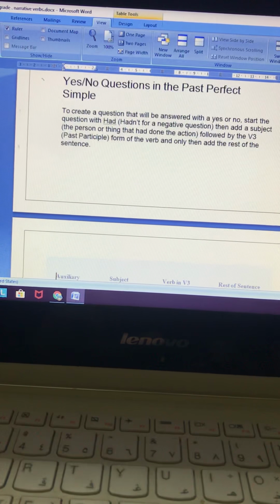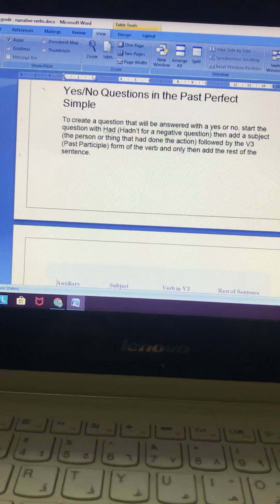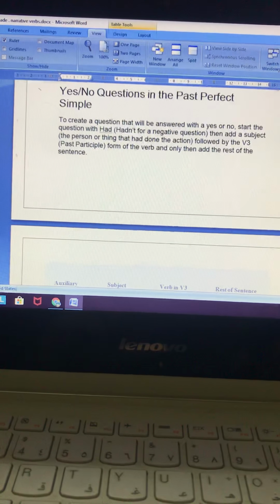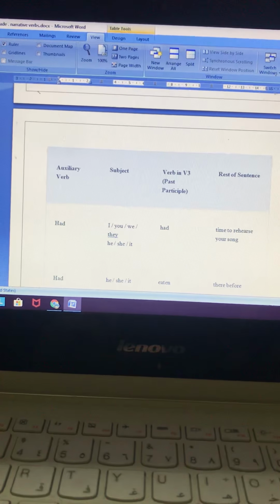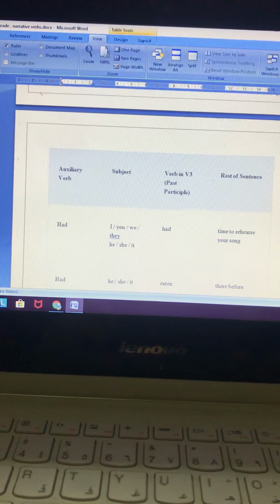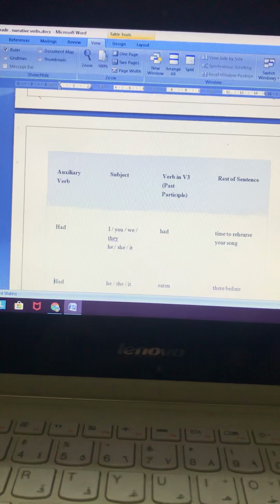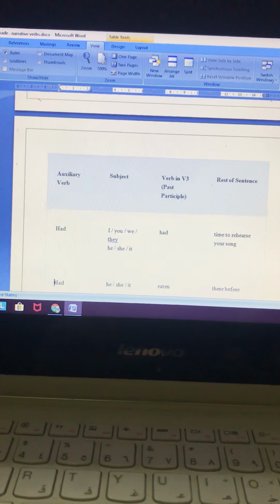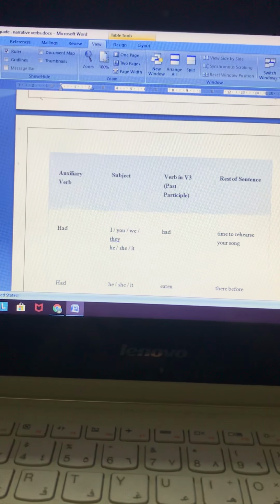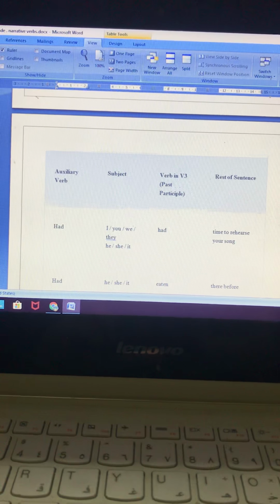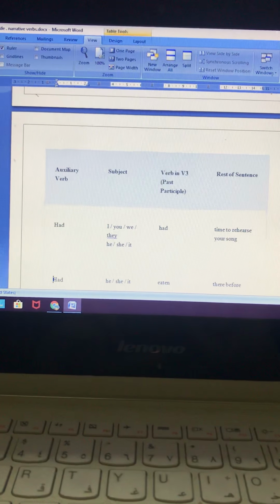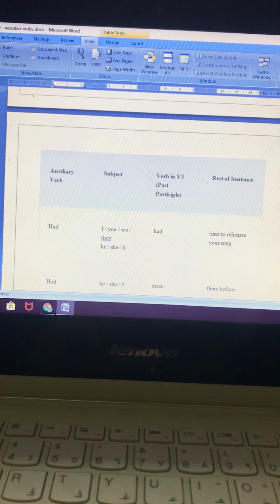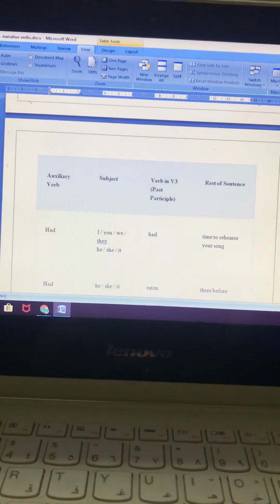For yes, no questions in the past perfect simple, it's very close to the idea of the past continuous, where we have reordering of the parts of the sentence. For example, you're gonna start with had, then the subject, then the verb in past participle form, then the rest of the sentence. For example, had you had time to rehearse your song? It was I had had time to rehearse my song. So, in the order of a question, it changed into had you had time to rehearse your song?